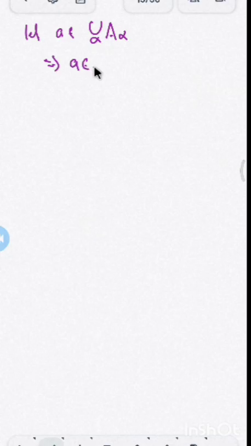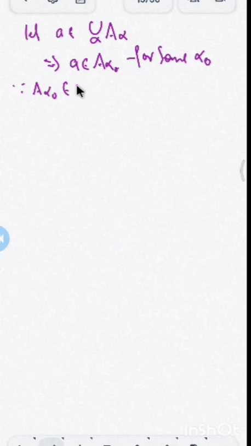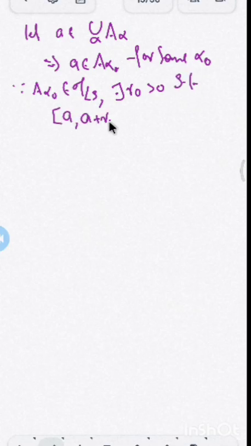Okay, let a belong to the union of A_alpha, which implies a belongs to A_alpha naught for some alpha naught. Since this A_alpha naught is a member of tau_LS, as per the property of tau_LS, there exists some r naught greater than 0 such that the interval of the form [a, a + r naught) will be contained in A_alpha naught itself.